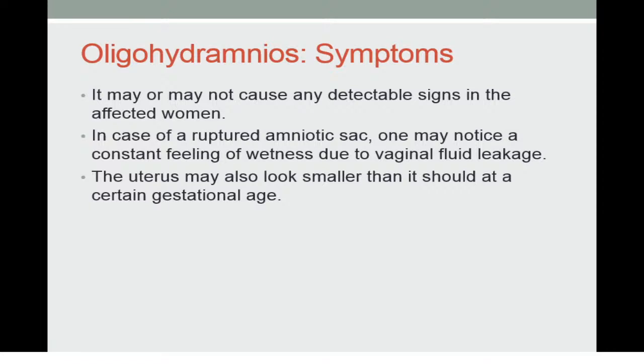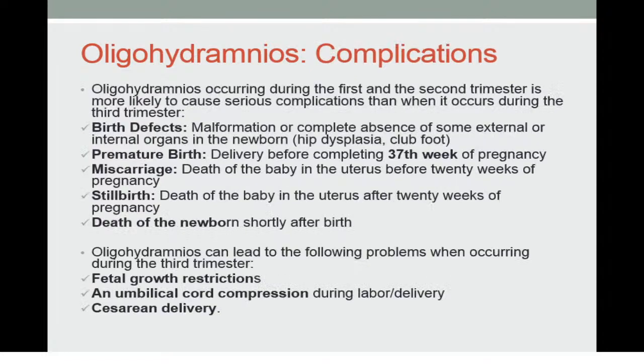Symptoms. It may or may not cause detectable signs in the affected woman. In case of ruptured amniotic sac, one may notice a constant feeling of wetness due to vaginal fluid leakage. The uterus may also look smaller than it should be at this gestational age. What are the complications? Oligohydramnios occurring during the first and the second trimester is more likely to cause serious complications than when it occurs during the third trimester.